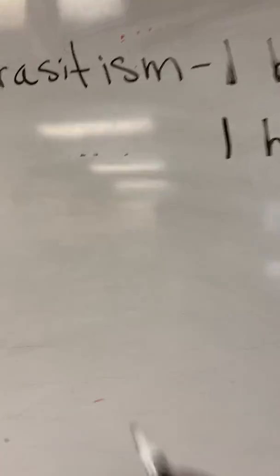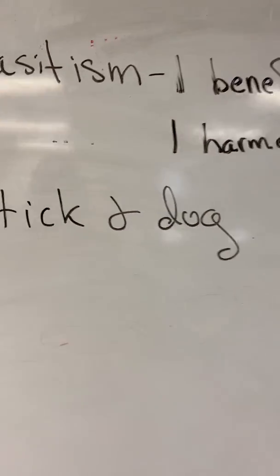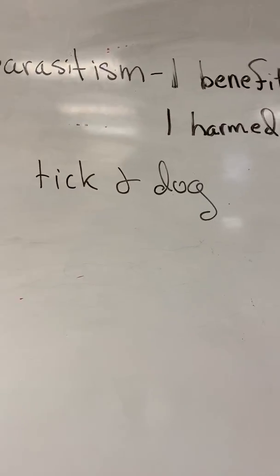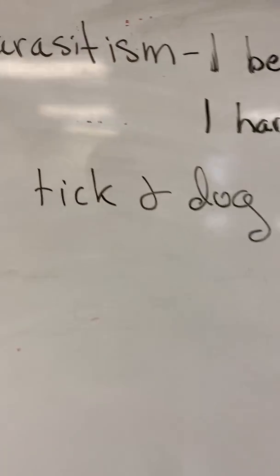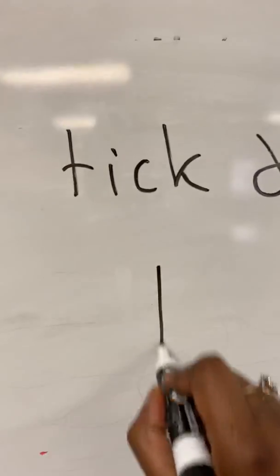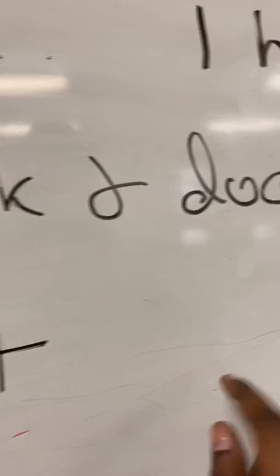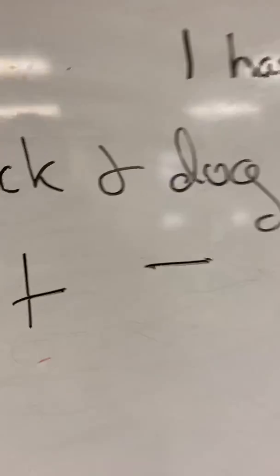And so your classic example is going to be a tick and dog, right? And in this example, the dog is being harmed because the tick is the parasite, right? So the dog's like the host, and the tick is the parasite. And the way you would show that is a positive sign, because the tick is winning from the relationship, and then a negative sign, okay?